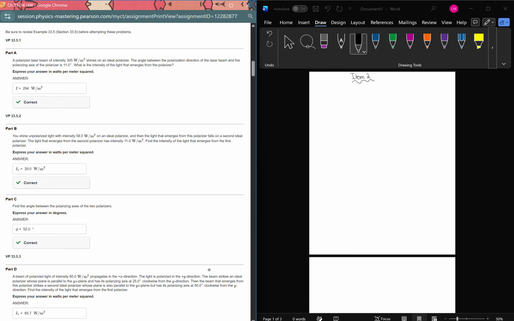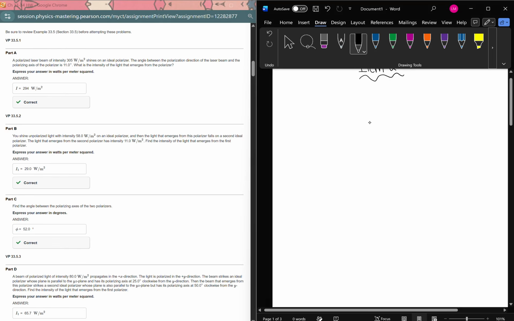So I'm going to draw a diagram first. The polarization direction of the laser beam makes an angle of 11 degrees with the polarizing axis. After passing through the polarizer, the intensity basically decreases. So let's draw it. Okay, I'm gonna try my best to draw it.